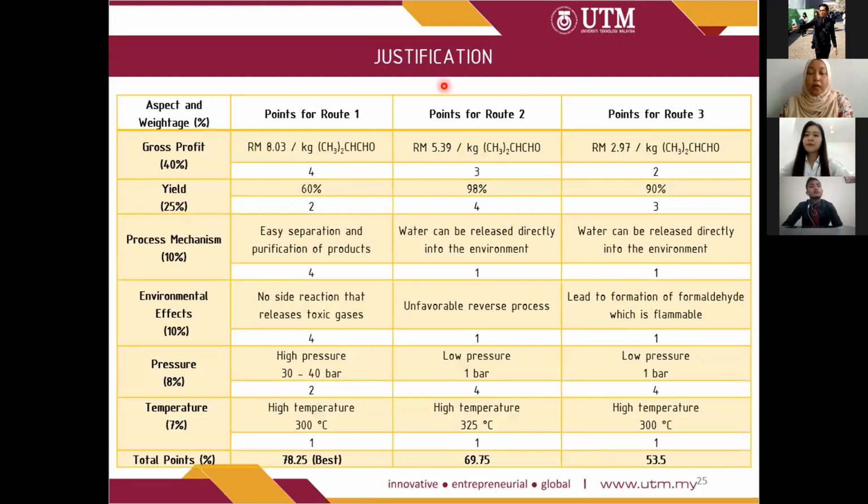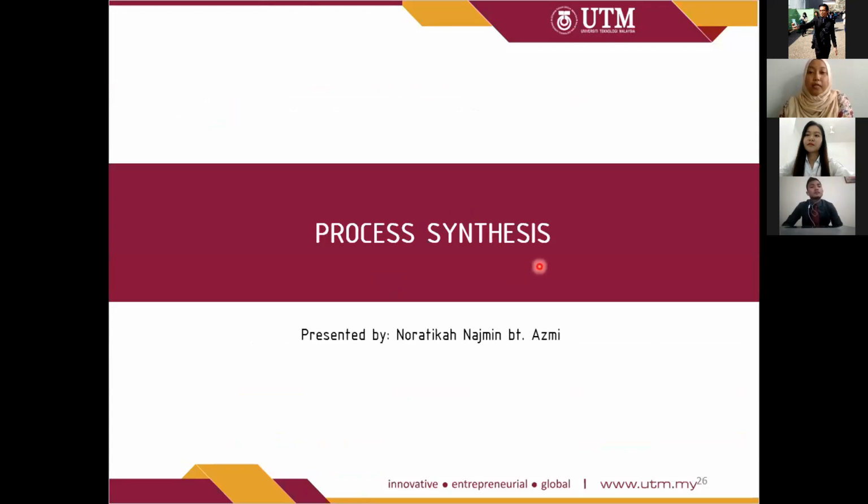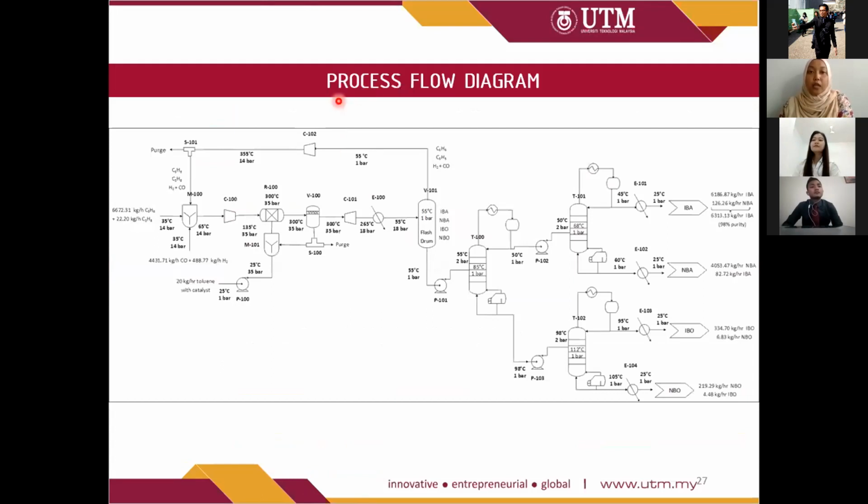So from the strengths and weaknesses and also the economic potential, we have the justification using the weightage. The highest weightage is the first route. So this is the route that we use to produce our IBA. Then for the process synthesis, we use the 5 key synthesis process. So here is our process flow diagram that we obtained.